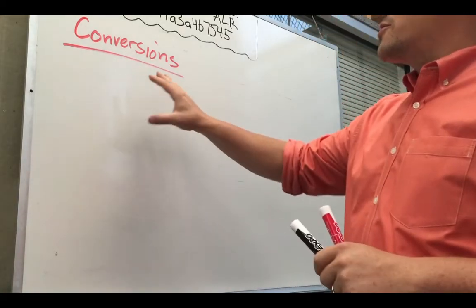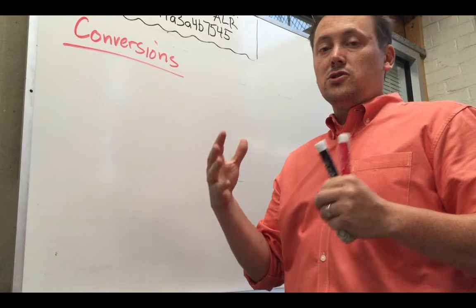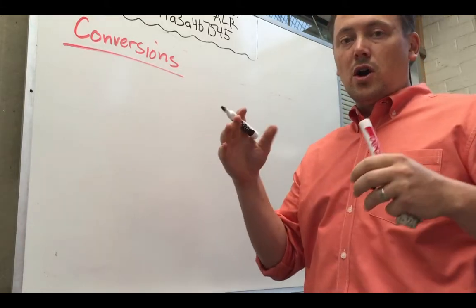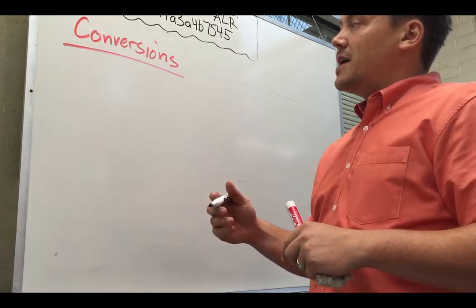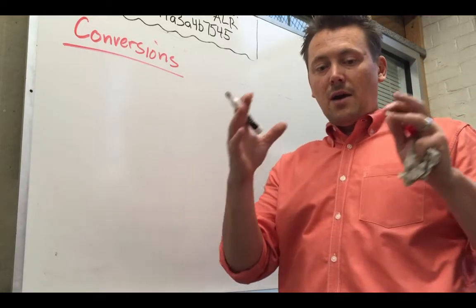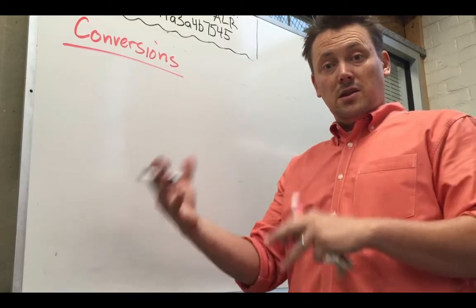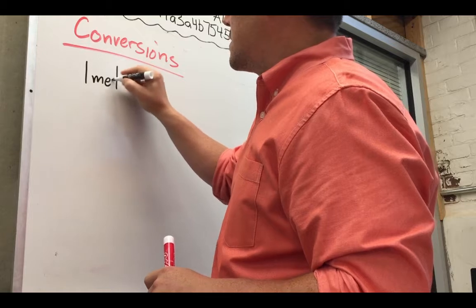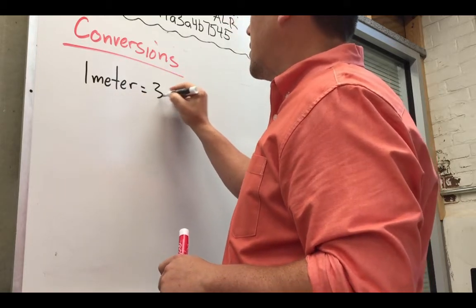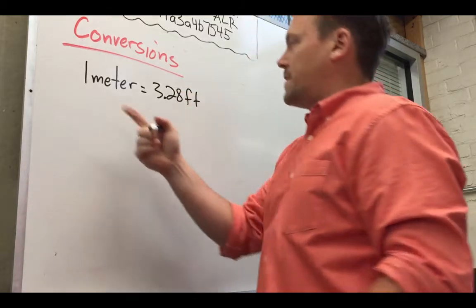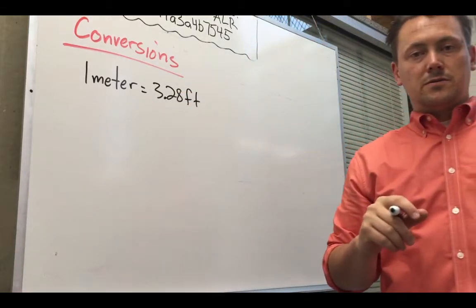So we're going to start with the most basic one, and this I call do as they do type conversion. First, you need to know a conversion factor. A conversion factor is the number that represents how many of one thing is another thing. For example, 1 meter is equal to 3.28 feet. That we would call a conversion factor, okay?